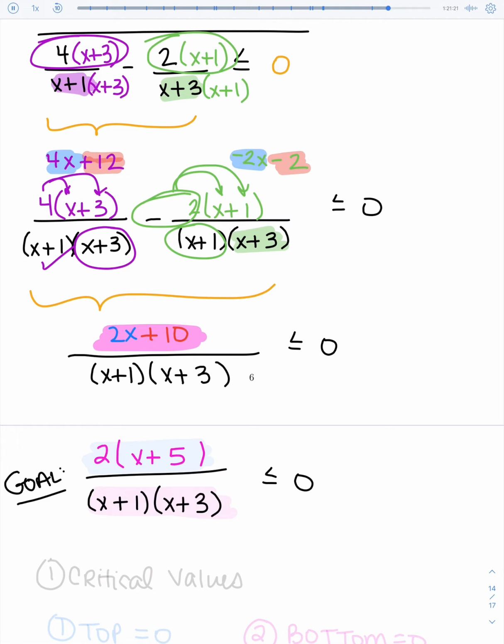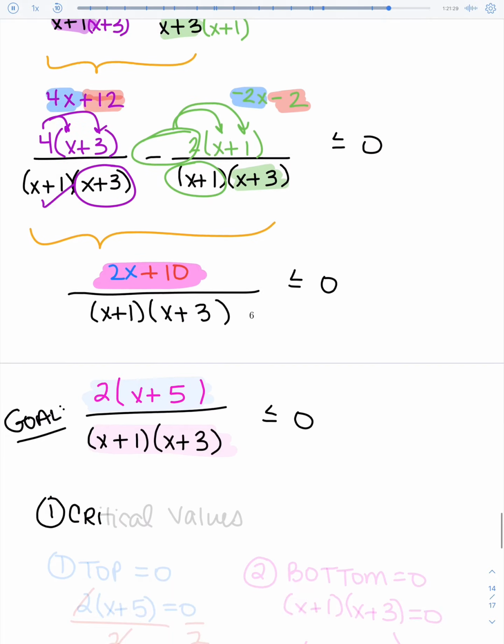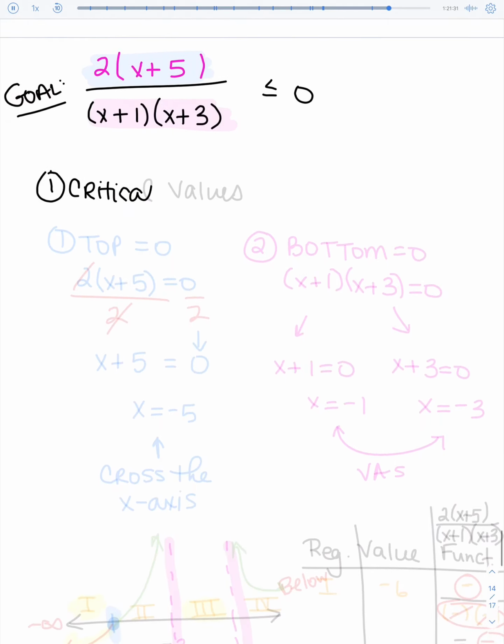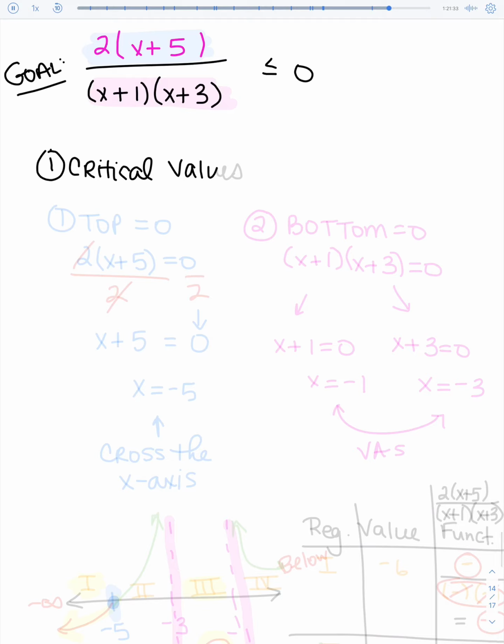So once you hit your goal where you've got one fraction on one side and 0 on the other, then we can go ahead and find our critical values. And let's talk about our critical values. Well, the first part of our critical values is worried about when the top equals 0. Well, let's see. We've got a 2 times x plus 5 on top, and we're worried about when that's going to equal 0.